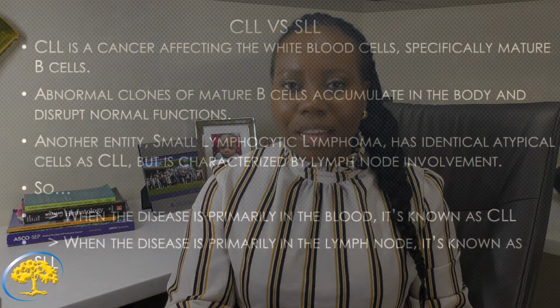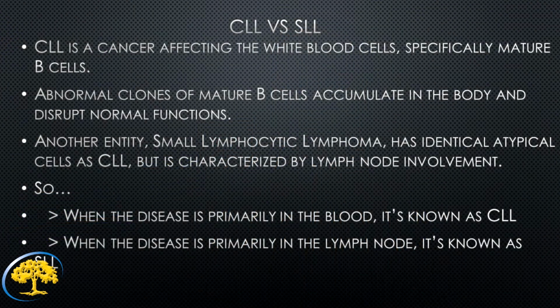Okay, so CLL versus SLL. CLL is a cancer that affects the white blood cells, specifically mature B cells, okay? So you'll be hearing that word a lot, that B cell leukemia or lymphoma. So we get abnormal clones of this mature B cell. What that means is that there's one aberrant cell that just starts replicating itself, and it basically takes over the entire system, and this starts to circulate in our body and disrupt normal functioning.